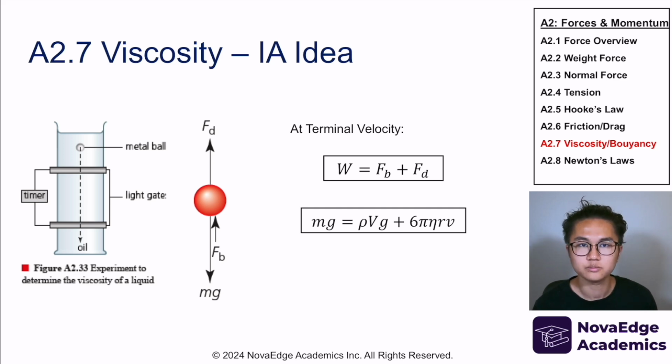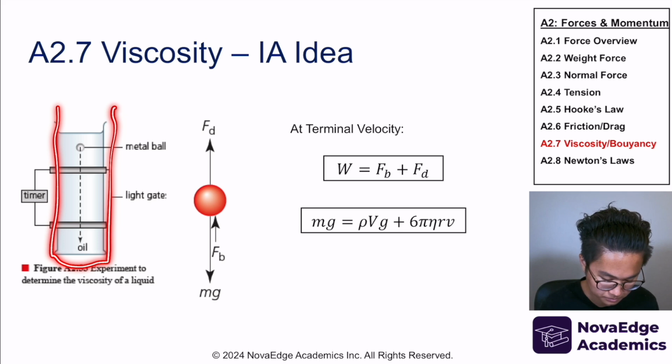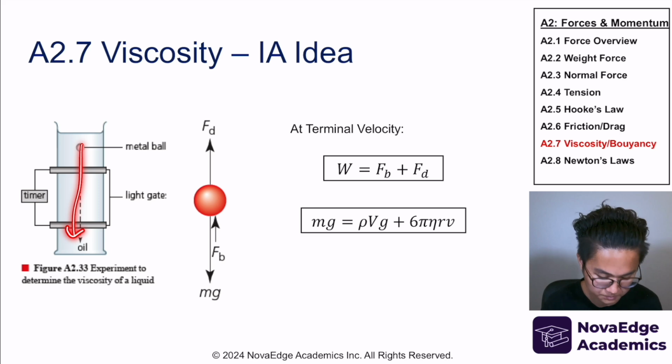A lot of teachers fail to mention some good IA ideas, so here's a really good one. One IA idea is to measure the viscosity of a liquid. Now, if we have a system like this, where we have a very, very long beaker, and I have a metal ball that I know the dimensions of, I can measure the radius, I can measure the mass, all of that stuff, and I let this go.